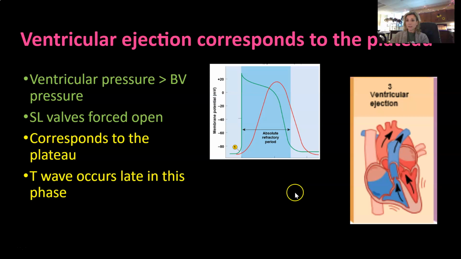Remember that it's caused by this inflow of calcium ions into the cardiomyocytes, and it's going to allow the cardiomyocytes to remain depolarized for a longer period of time and allow them to remain contracted for a longer period of time too, which is really important in this phase, because you want to give the ventricles enough time to contract and to push as much blood as possible out of the ventricles and into the great vessels.